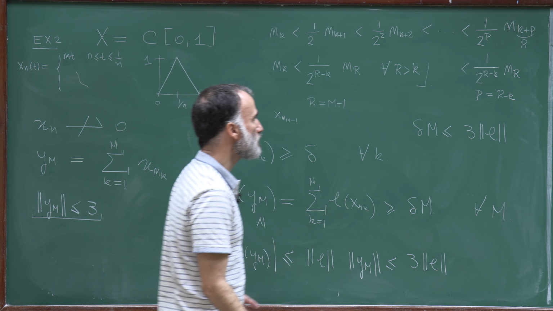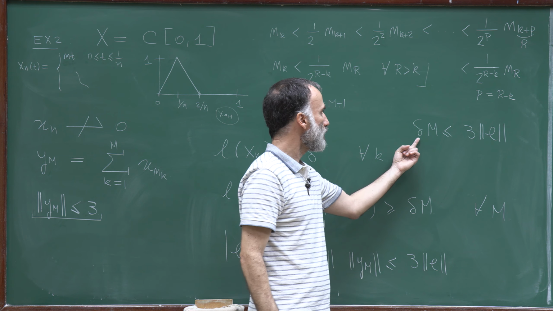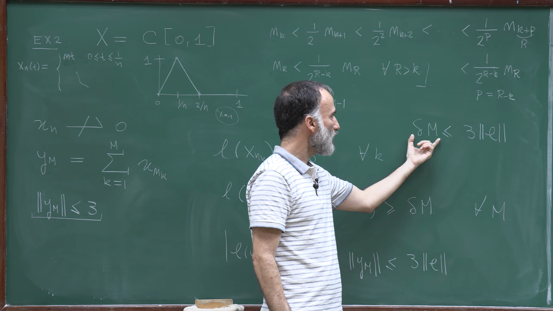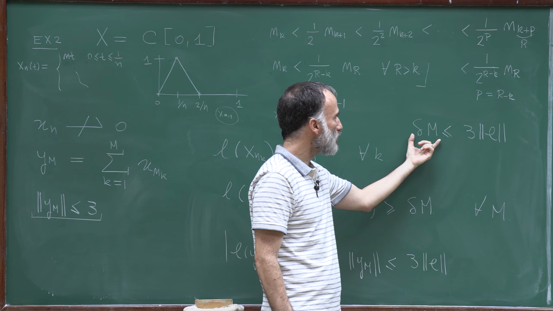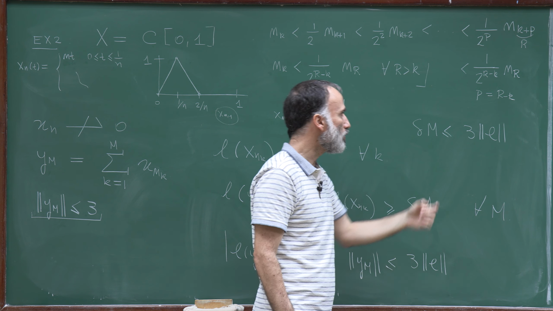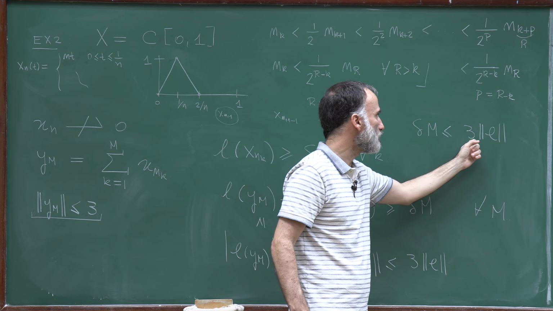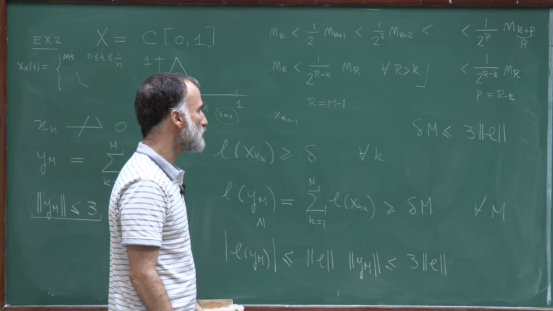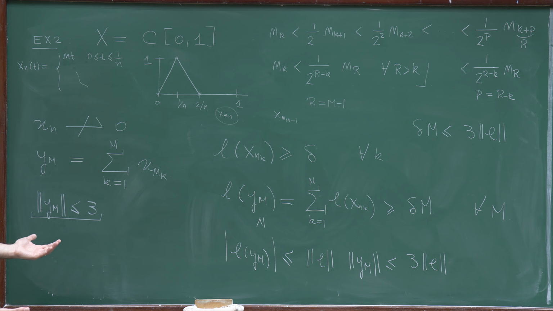for all m, and this is impossible because delta is strictly positive, and therefore, as m goes to infinity, this quantity is increasing to plus infinity, and therefore it will be strictly larger than 3 times the norm of L for sufficiently large m. So we obtain the contradiction, which follows from the assumption that x_n is not converging weakly to 0. So this proves that x_n converges weakly to 0, and here we have again an example of a sequence which converges weakly to 0 but does not converge strongly.